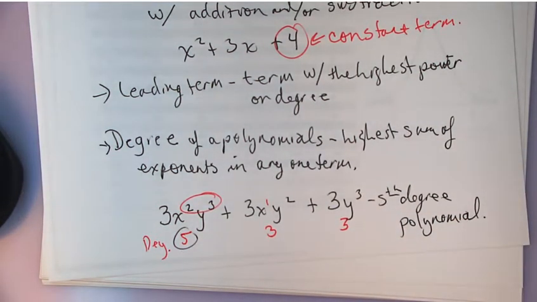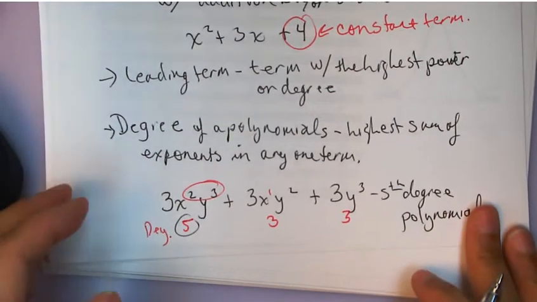Now, why do I need to know all this? Because we classify polynomials based on the degree and the number of terms.